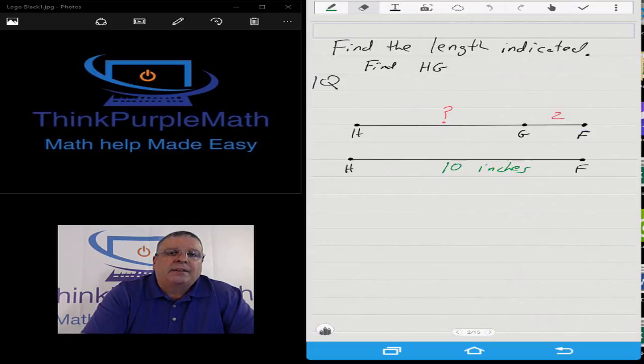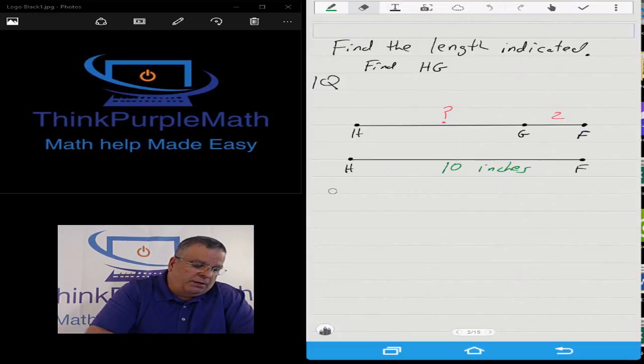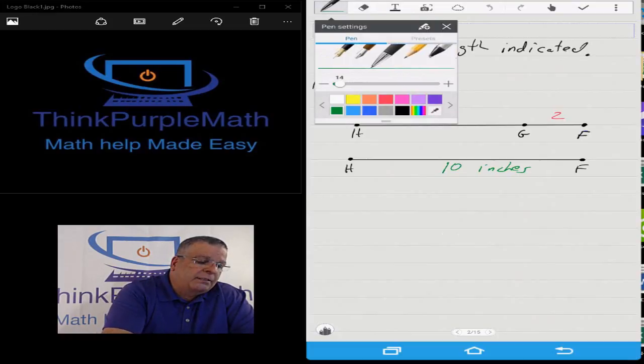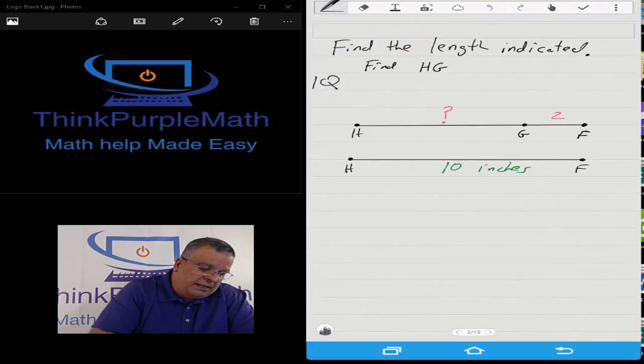Find the length indicated: find HG. I notice that on my drawing HG has a question mark. We're missing that amount. The GF segment is 2, and the second line says 10 inches. That represents HF, the whole piece. So we're going to solve this by using segment addition. The first problem we do is at a very low level, not very difficult.